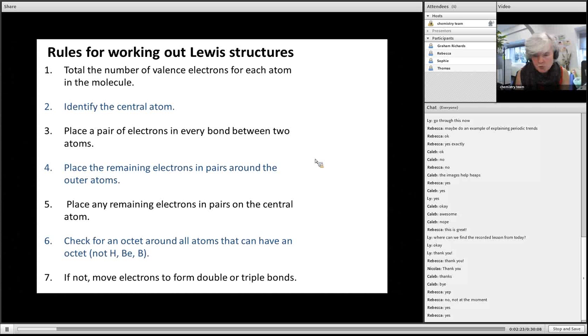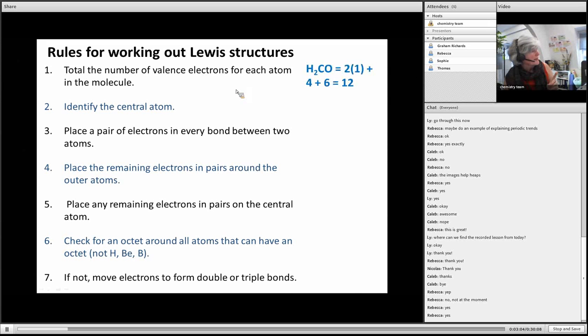So anything in group 1 has got 1 valence electron. Anything in group 2 has 2 valence electrons. We'll forget about the transition metals. If you carry on with university, you will deal with those. But we just go on to the P block. And so if you've got group 13, then it's 3 valence electrons. Group 14, like carbon, is 4 valence electrons. Group 15, like nitrogen, phosphorus, 5 valence electrons, and so on, until you go all the way to group 18, which is 8 valence electrons. That's important because you need to count up all the valence electrons for every atom.